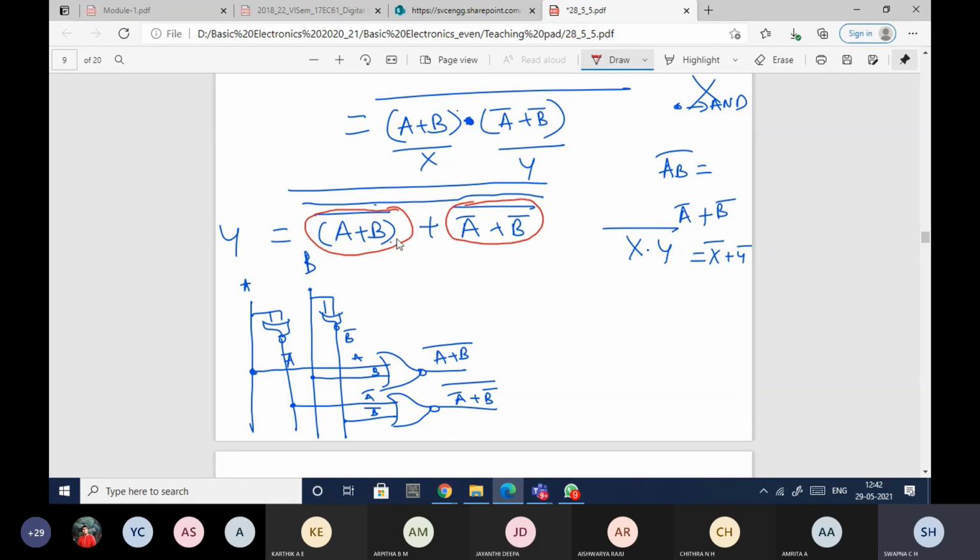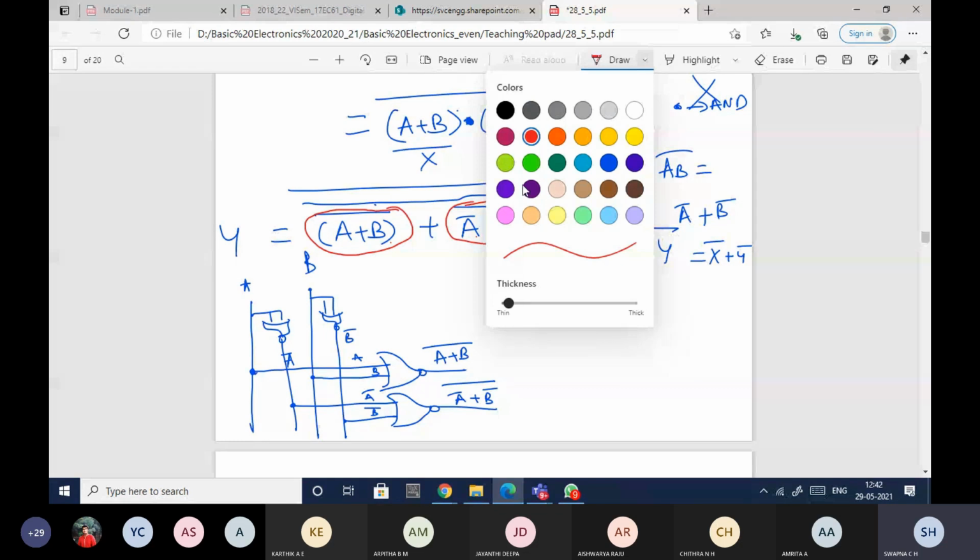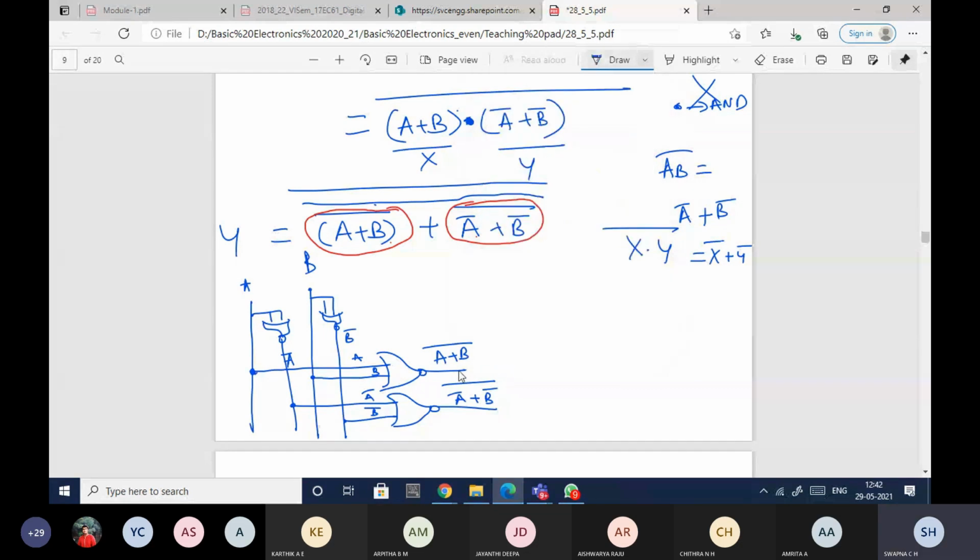Now I need to get this plus this whole bar. So what will I do? I'll give this to a NOR gate so that my output here will be equal to A plus B bar plus A bar plus B bar, this input plus this input whole bar. Now I need to get one more bar, so I have to just give it to the NOT gate. Instead of a NOT gate, I can just give it to the NOR gate with both the inputs.